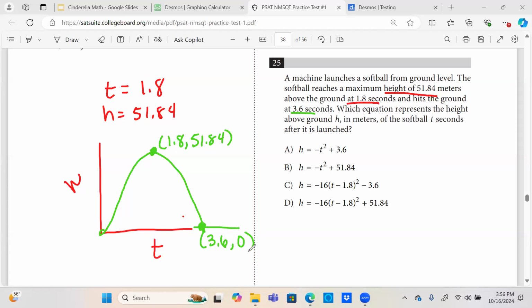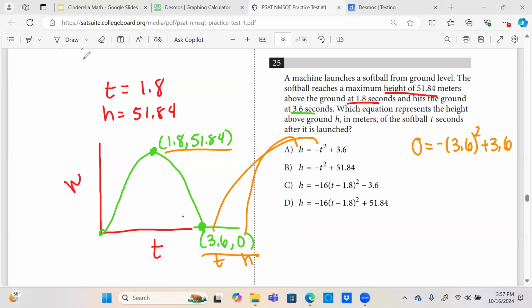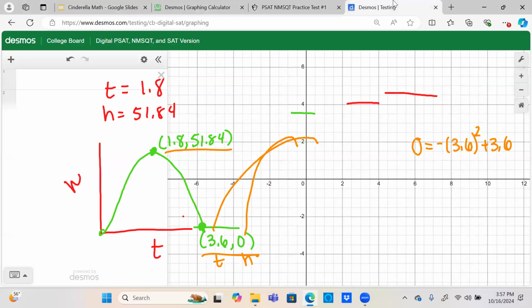Let's do it. There's many different ways to do it, though. I'm trying to think which would be the easiest. You could just pick the easier of these 2 points and plug them in. So you have this guy and this guy. I would say the second one is easier. This is T, this is H. So if you just look at A, does 0 equal negative 3.6 squared plus 3.6? And you can just run that through your calculator or Desmos.